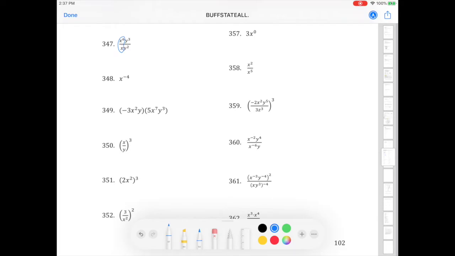So I can still divide this piece by piece. I'm going to do x to the 6th divided by x to the 1st. Remember what you do with your exponents when you're dividing? You subtract them. So 6 minus 1 is going to be x to the 5th. Do the same thing with your y's. Y to the third divided by y squared. 3 minus 2 is 1. So I'm just going to write it as y, but you could write it as y to the first. That would be correct as well.